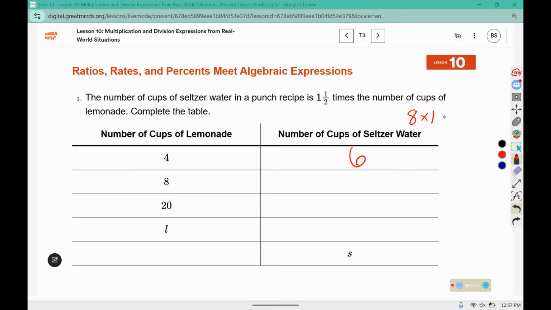8 times 1 is 8, and a half of 8 is 4, and 8 and 4 together make 12. 20 times 1 is 20, and then a half of 20 is 10, and 20 and 10 together make 30. For this one, we are multiplying L by 1.5.